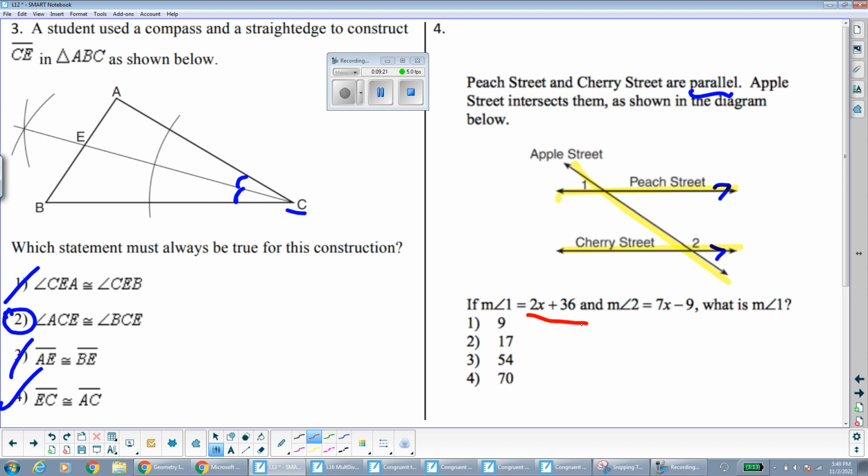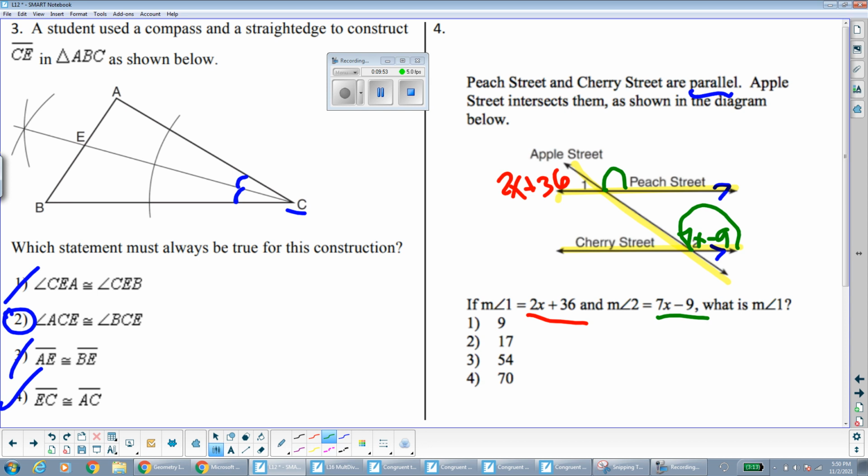They tell us that angle 1 is 2x plus 36. And they tell us that angle 2 is 7x minus 9. The angle relationship that stands out to me is angle 2 and this angle up here. Those angles are corresponding angles because they're in the same position where the parallel lines meet the transversal. At this intersection point, angle 2 is top right. At this intersection point over here, angle 2 is top right as well.